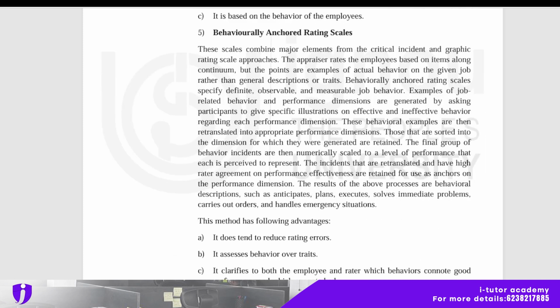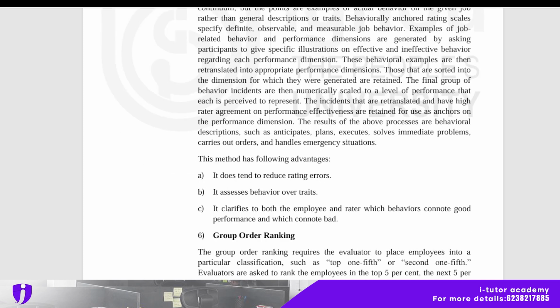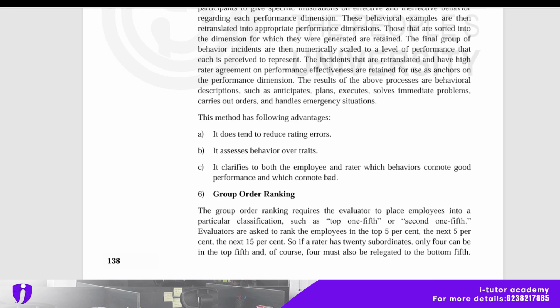The results of the above process are behavior descriptions such as anticipates, plans, executes, solves immediate problems, carries out orders, and handles emergency situations. This method has the following advantages. It does tend to reduce rating errors. It assesses behavior over traits. It clarifies to both the employee and rater which behavior connotes good performance and which connotes bad.